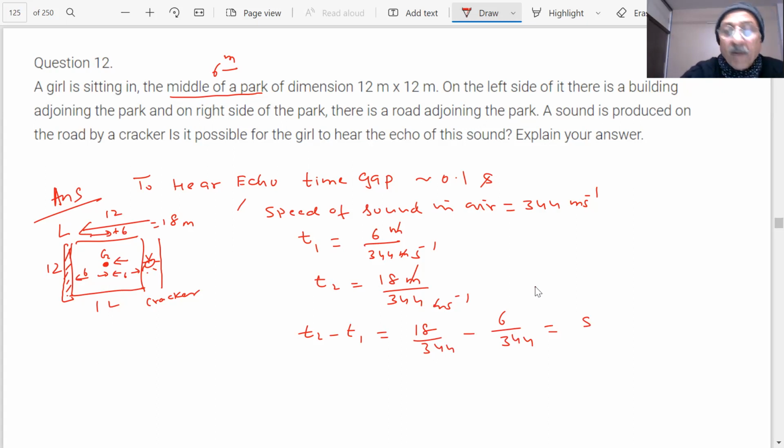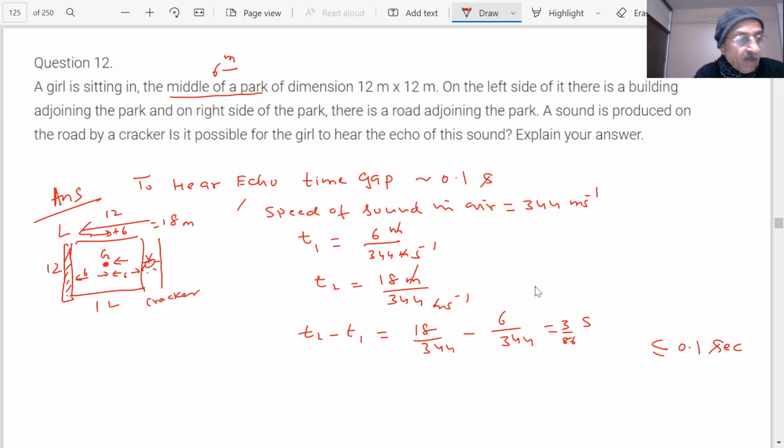Sir, 3 by 86 seconds. Is it? You are saying 3 by 86 seconds. This value is equal to 0.1 or less than 0.1? Sir, it is less than 0.1. This value is less than 0.1 seconds. Then what is the answer, student?